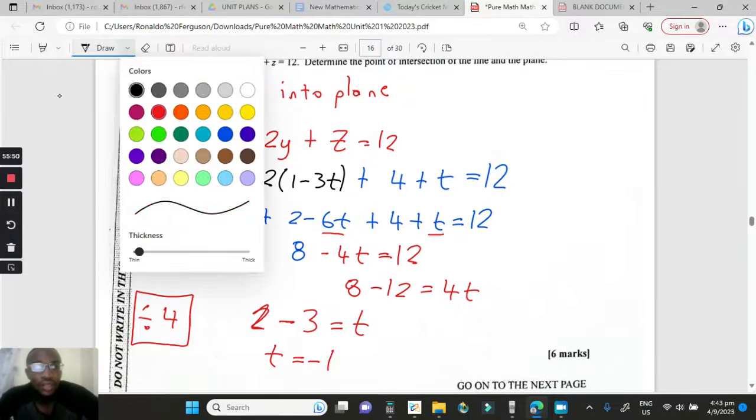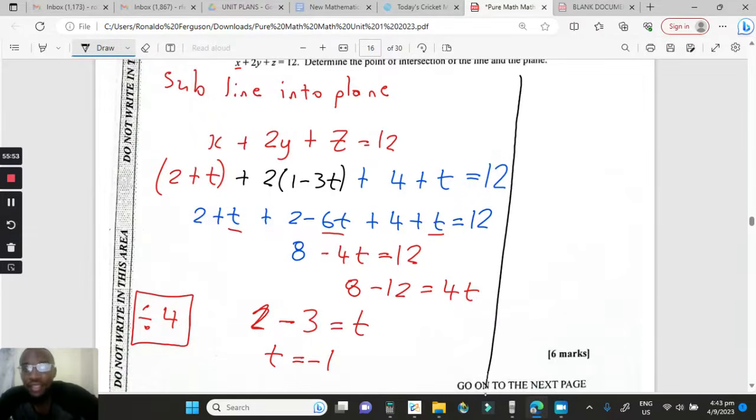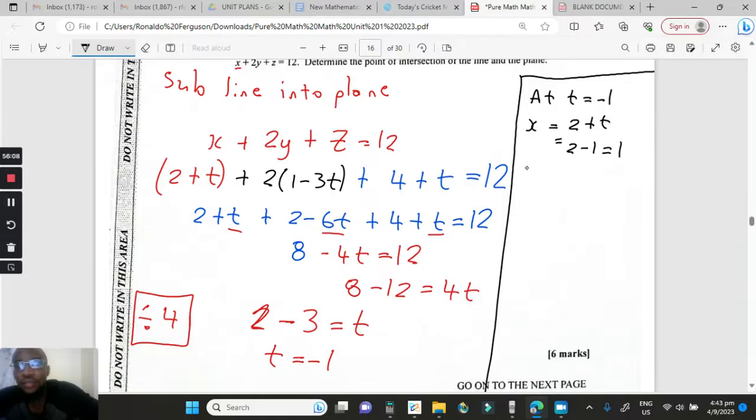Now when you get t equal negative 1, you just get the parameter t. So when t is that value, that's when the line will intersect the plane. So we can tell them at t equal negative 1, x, remember, is 2 plus t, which is 2 minus 1, which is 1. y is going to be 1 minus 3t. So it's 1 minus 3 times negative 1, which is 1 plus 3, which is 4. And z is going to be, z was what again?